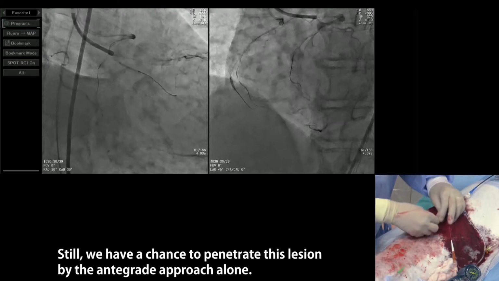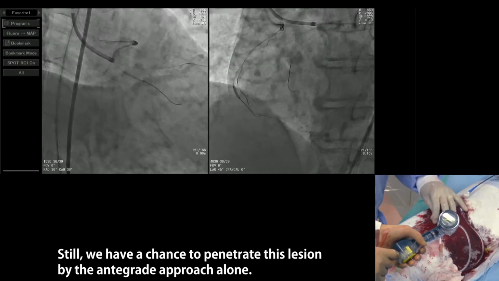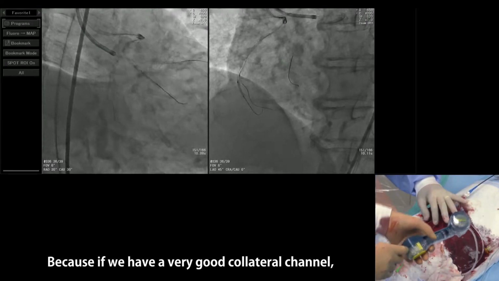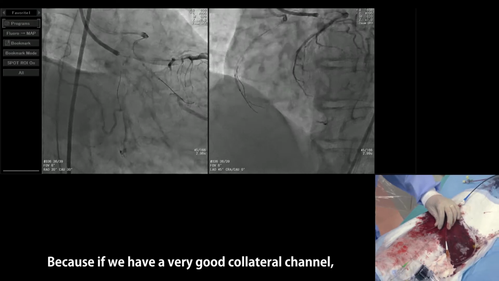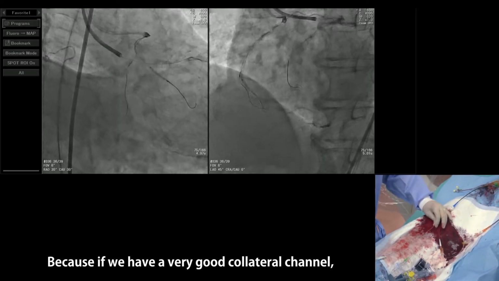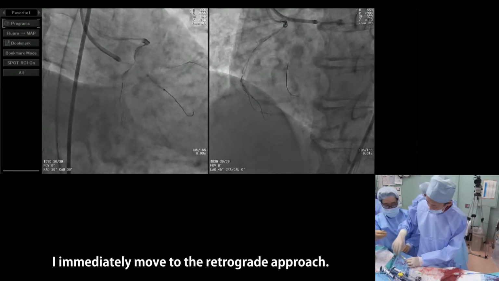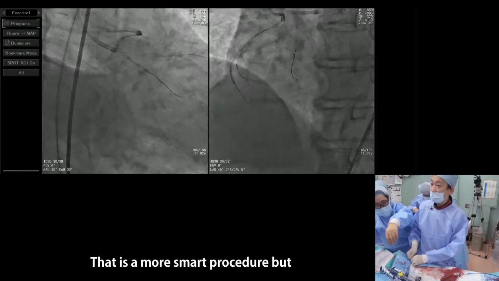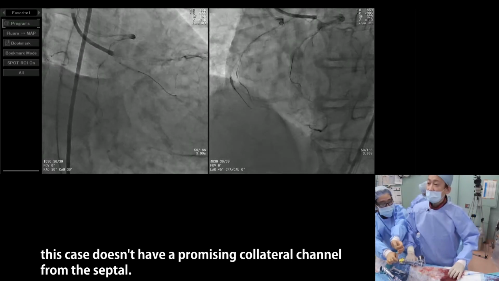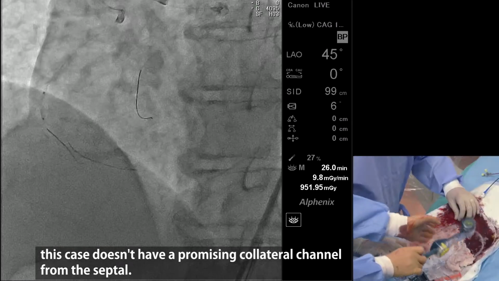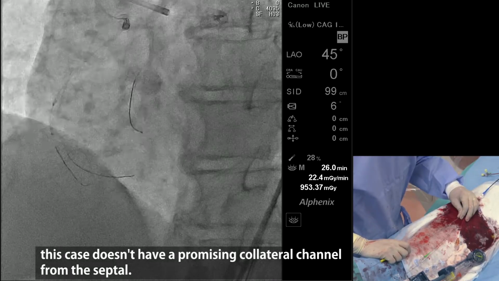Still we have a chance to penetrate this region by the integrated approach alone. If we have a very good collateral channel, I would immediately move to the retrograde approach. That is the smarter procedure, but this case doesn't have a promising collateral channel from the septal.